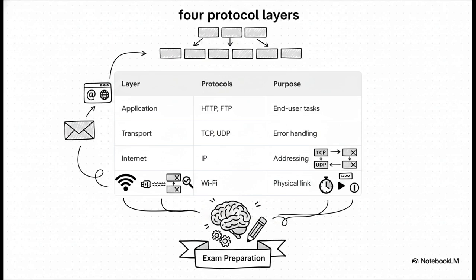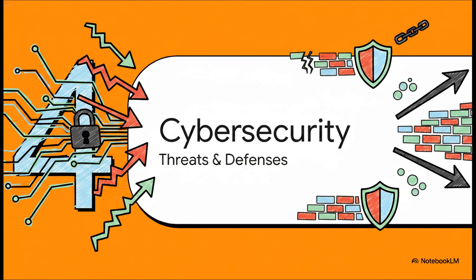But pay really close attention to the transport layer. TCP crucially checks for and handles data errors by resending lost packets. UDP, however, completely ignores errors to prioritize raw speed, and that's exactly why UDP is the go-to for live gaming and streaming.